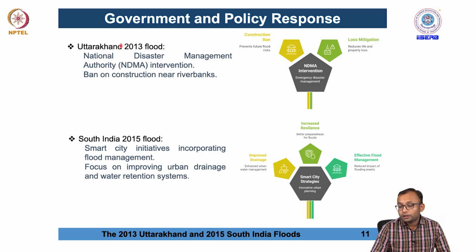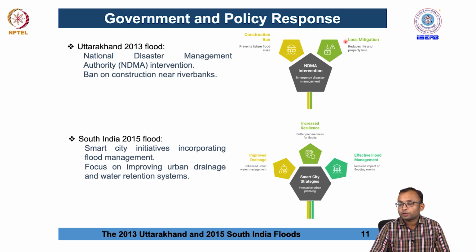For example, in the Uttarakhand 2013 flood, the National Disaster Management Authority intervened. They made several policies and several mechanisms to mitigate the effect of flooding. For example, a ban on construction near river banks, or a complete ban on construction near the river bank, because urban settlements are the most vulnerable regions where these flooding events occurred, and they suffered quite significantly.